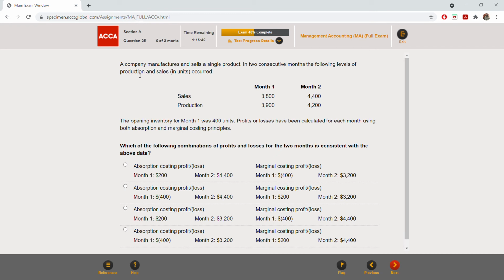In month 1 you see the closing inventory is higher than the opening inventory. Opening inventory was 400 in month 1, but closing inventory is 500. It's higher than the opening inventory. What does it mean when the closing inventory is higher than the opening inventory? Absorption costing profit will be higher than the marginal costing profit.